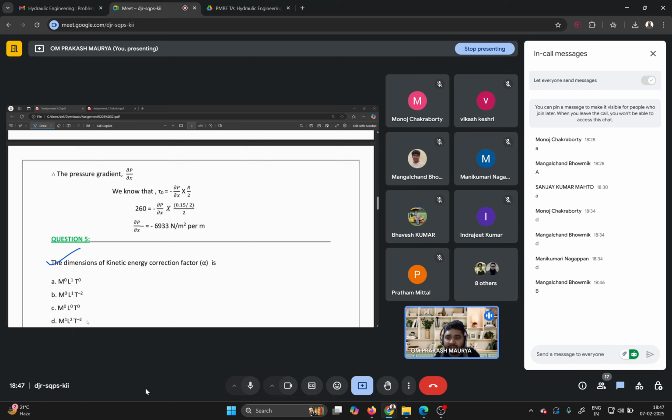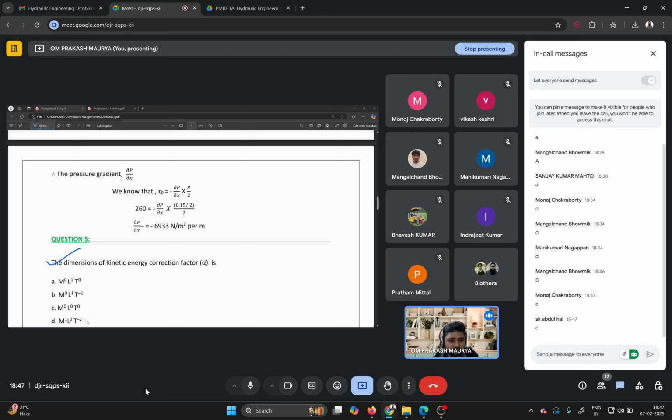So now the kinetic energy correction factor, okay, Bhomik is telling option B. Other students please, also option C. Manoj is telling option C, Abdul also telling C. So what is the kinetic energy correction factor? If you know, then you can give the answer of this question very easily.